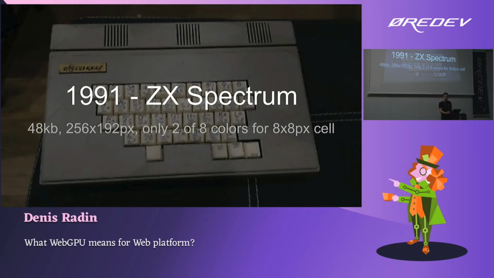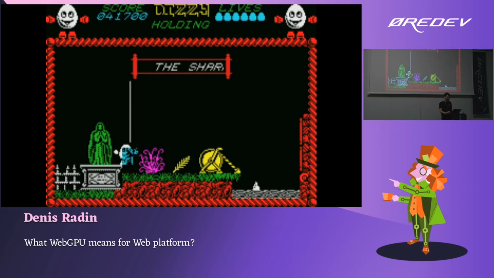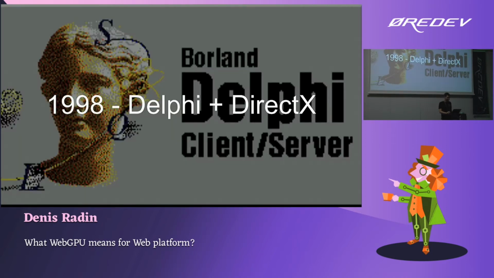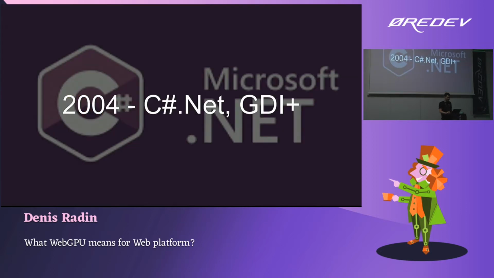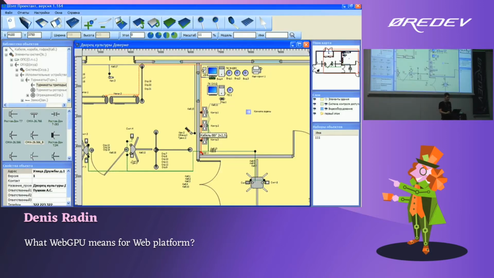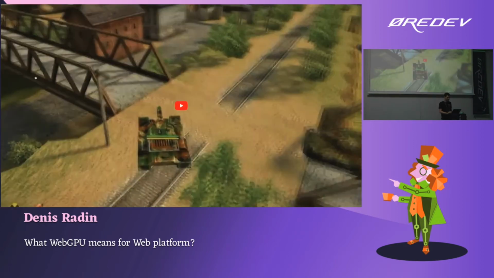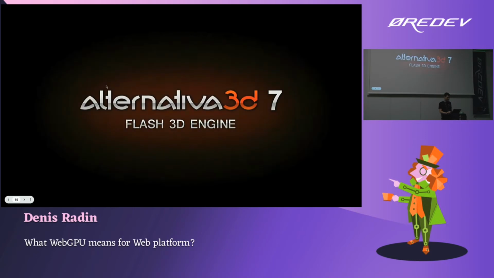I work with computer graphics for quite some time. I started in 1991 with the ZX Spectrum. It was a funny system. Maybe some of you had this kind of computer with 4 colors, and the graphic system was very weird. You can put only 2 colors on an 8 by 8 pixel screen cell. Then I was working with Delphi and DirectX, and in C# was developing a vector engine, and then had a lot of fun with Flash, with 3D games we've been making.